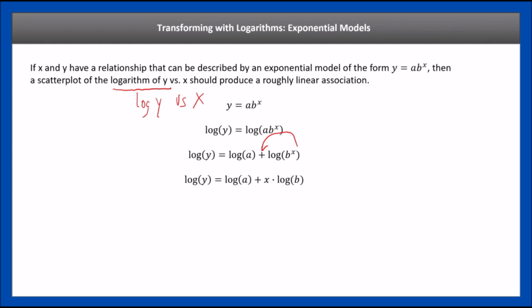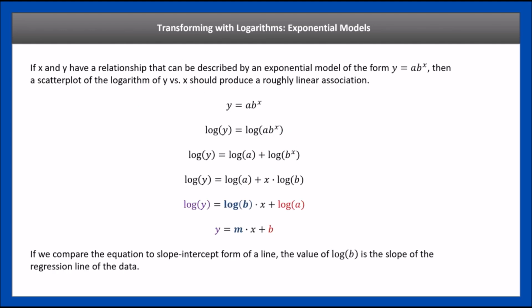All right, and then we're just going to switch these two. We're actually going to switch the position of x and that, so that we put the log of b as the coefficient, okay? Because log of b is the constant and x is the variable, right? So then if we compare that to the traditional slope-intercept form, we can see that the log of b is my slope.